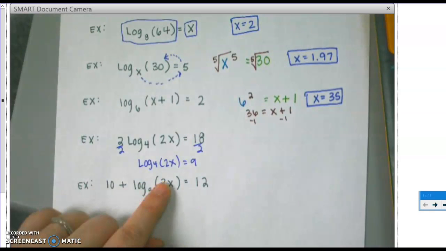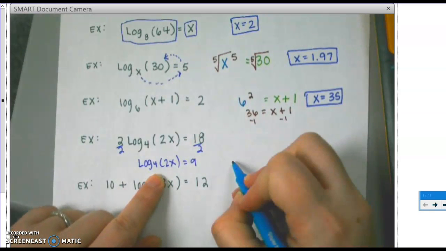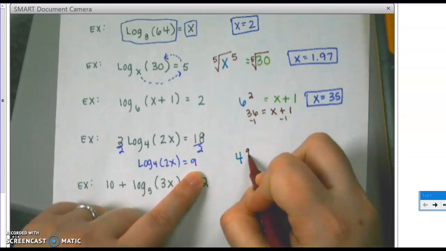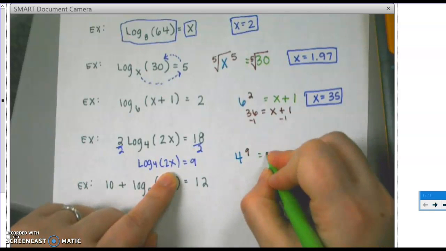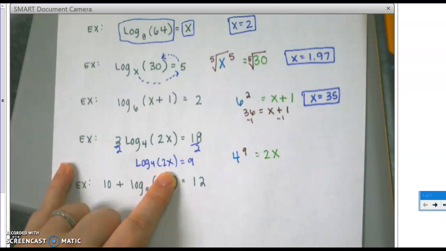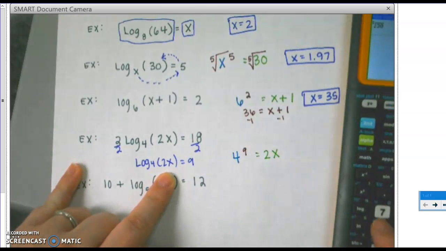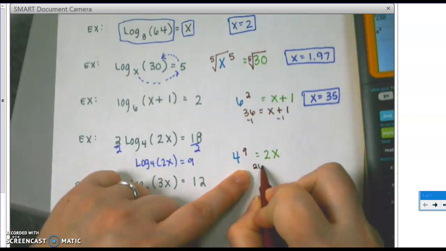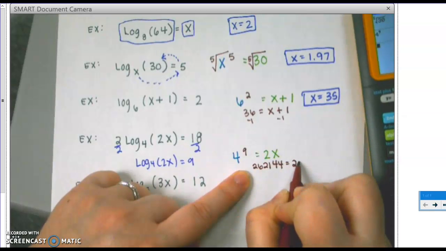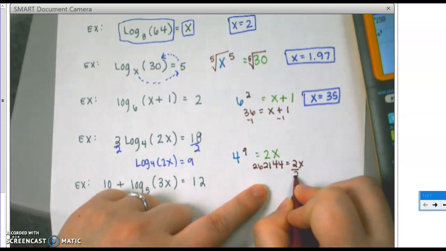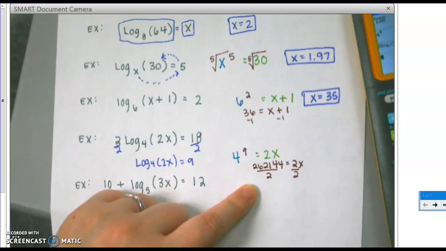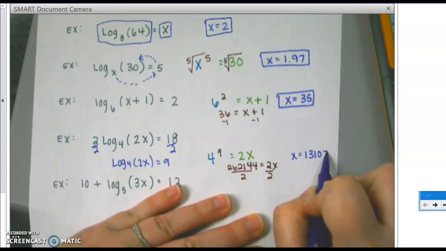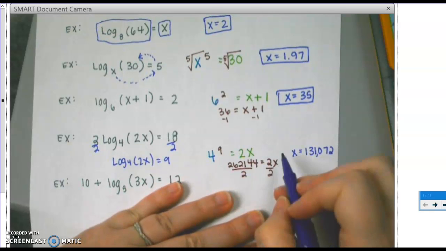All right, so now my base is 4. My exponent is 9. And this is going to equal 2 to the power, or 2x. So in my calculator, 4 to the 9th power, it's pretty big. 262,144. And then I just have to finish getting x by itself. So in this case, I'll have to divide by 2. So 131.72.